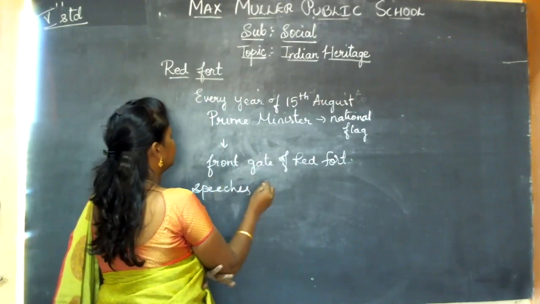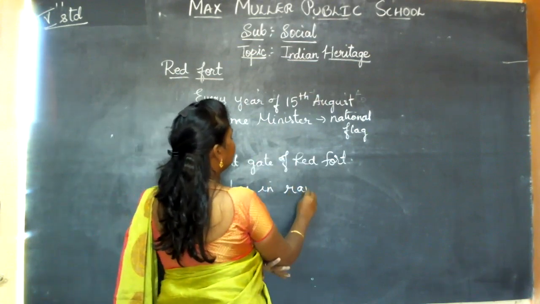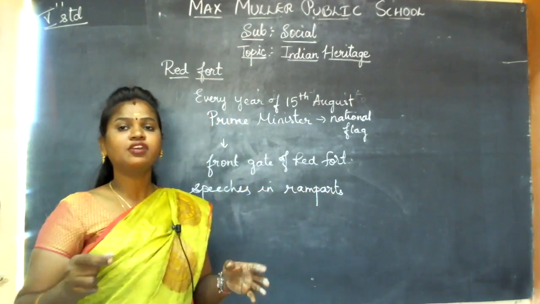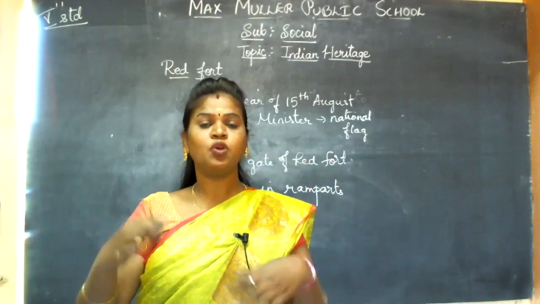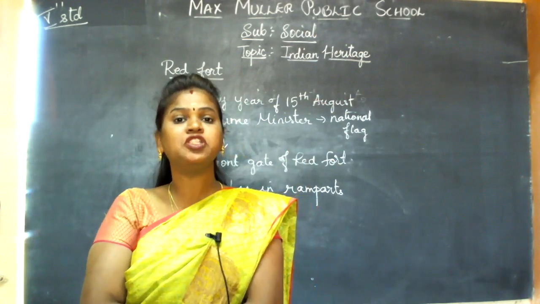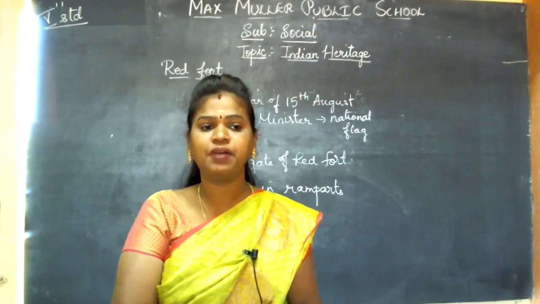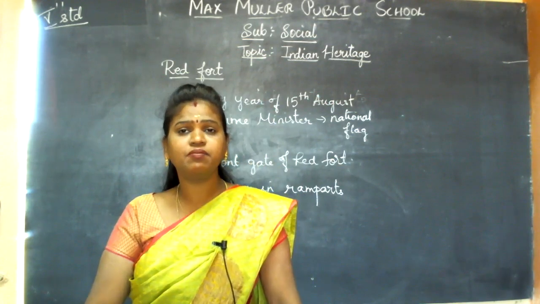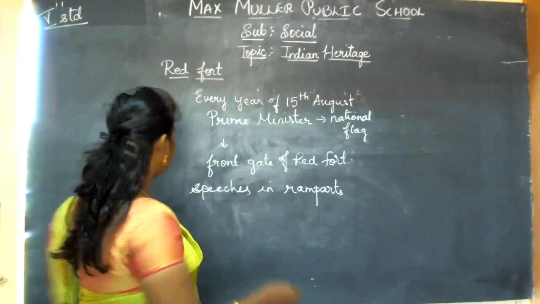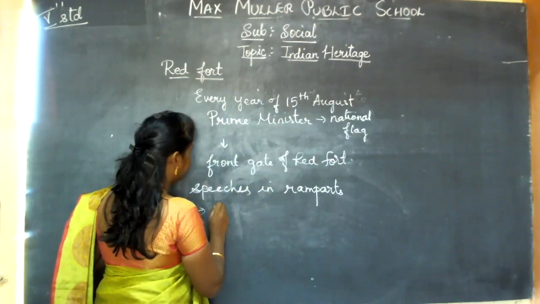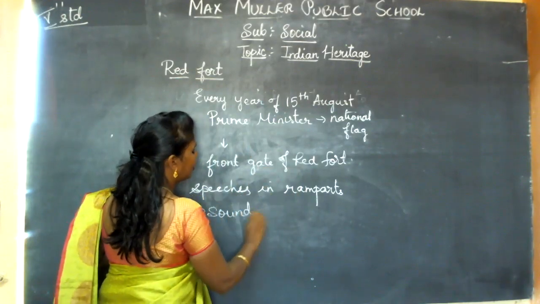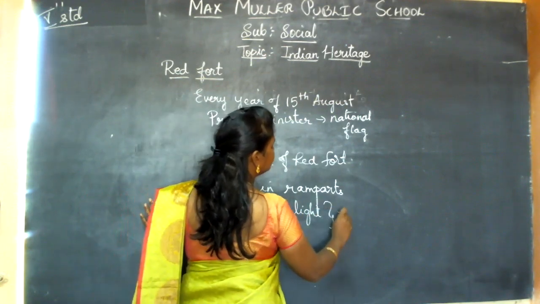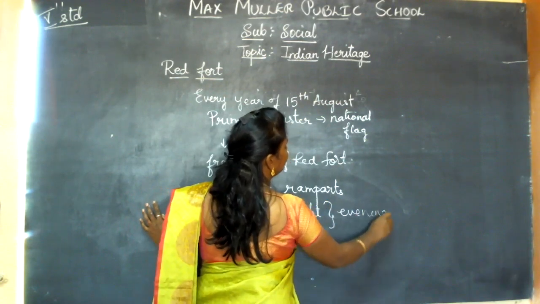features in ramparts. Ramparts is nothing but, children, you can see in the Red Fort some glass house where the Prime Minister goes and gives his speeches. So that is called ramparts. And even you can see a beautiful sound and light show. So the next one is during evening times, sound and light. It is seen during the evening time.